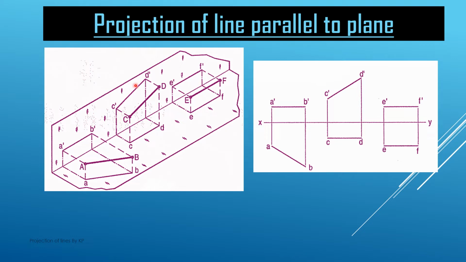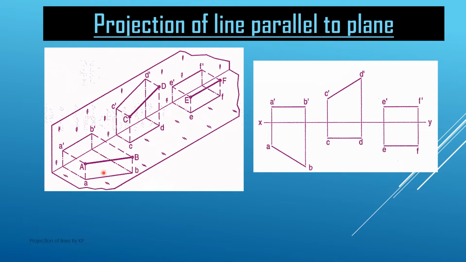Similarly, in the second case, we have a line CD which is inclined with HP at a certain angle, suppose say theta, and the line is parallel to VP. So the projection of this line CD on the vertical plane is C dash and D dash, and on the horizontal plane it is C and D. Now if the line is parallel to both the planes, this is the line EF which is parallel to both VP and HP. So the projection of this line on the horizontal plane is EF, and on the vertical plane it is E dash and F dash.